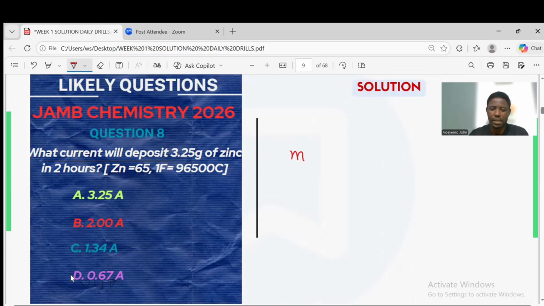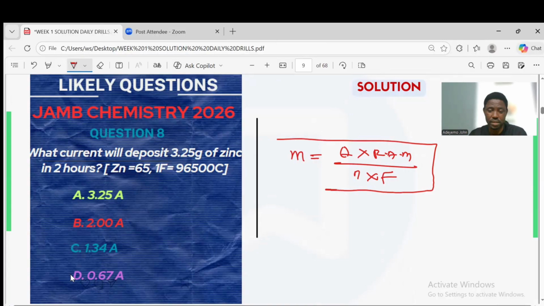Listen, I'll give you this formula: mass equals quantity times relative atomic mass over the charge times Faraday. This particular formula, please, it works wonders. You can solve so many electrolysis calculations with it. So please don't take it for granted. What is Q? Q equals I times T, that is current times time. Current in amperes, time in seconds. This is the relative atomic mass. This is the charge being transferred.